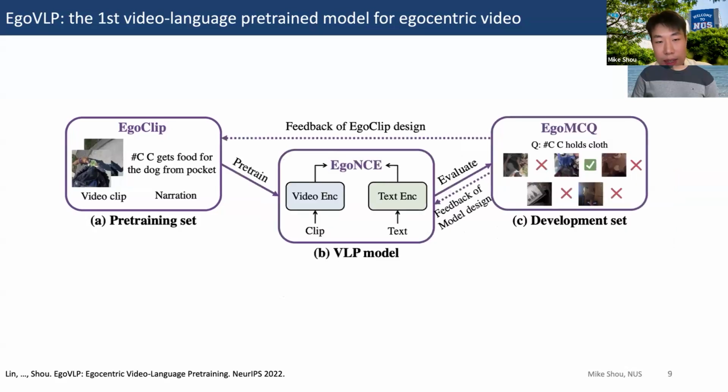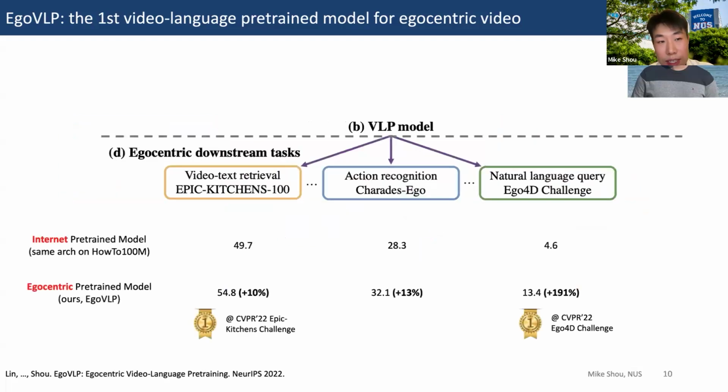And there are also a couple of other designs we have. For example, we have the so-called EgoNCE, which is essentially a training objective specifically designed for this egocentric video dataset and this EgoClip data format. And also we have EgoMCQ, which is essentially an evaluation dataset used for benchmarking how good the performance of different method designs is. And with this data and model, we are then able to train the video-language model for egocentric video.